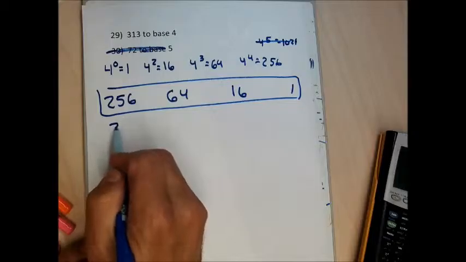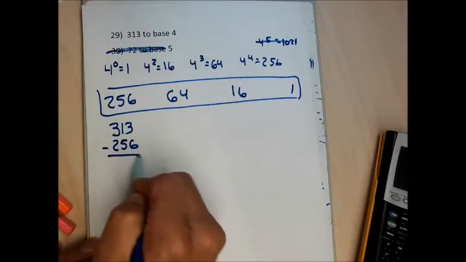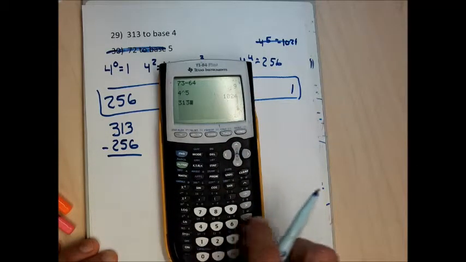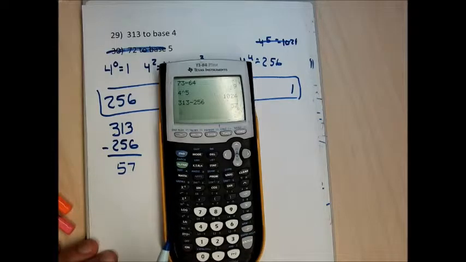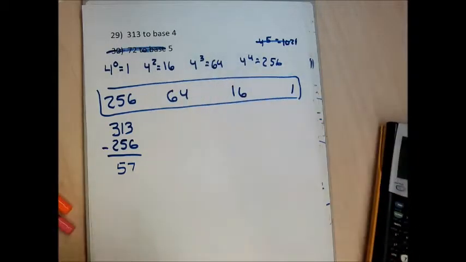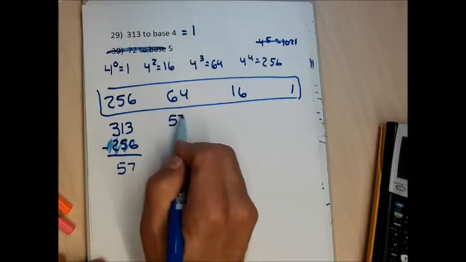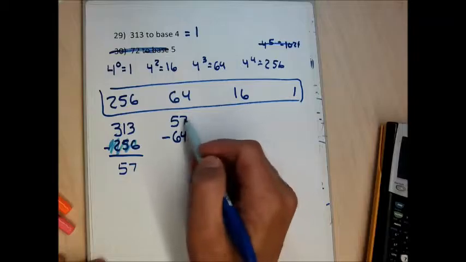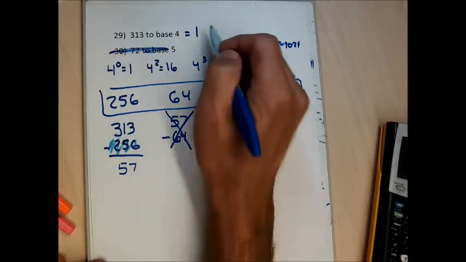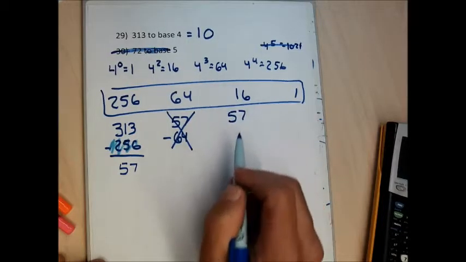Start by subtracting from 313. So 313 minus 256 is 57. That's less than 256, so I'm done with this step. Part of my answer is going to have the number 1 for the one time I could subtract. I bring my remainder over. I'd like to subtract 64, but 57 minus 64 is negative. I put a cross through it, put a 0 in my answer, carry the 57 over, and start subtracting 16.